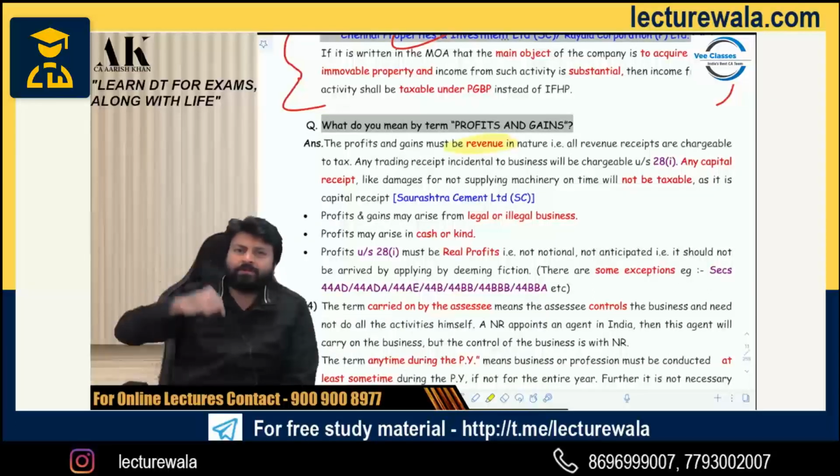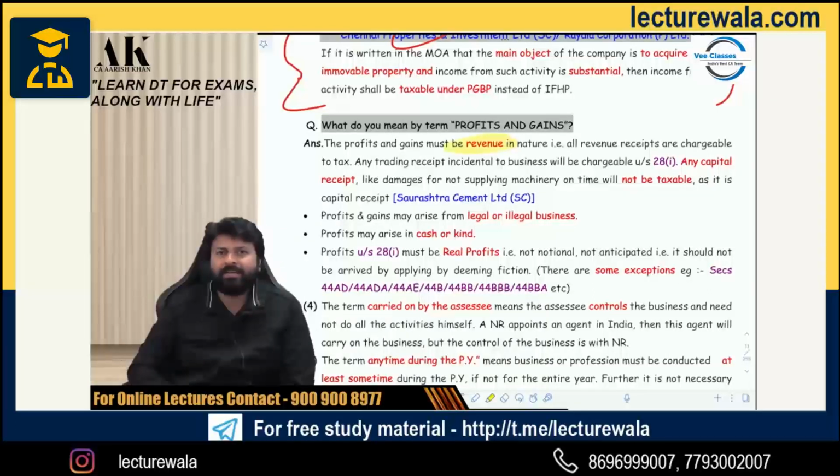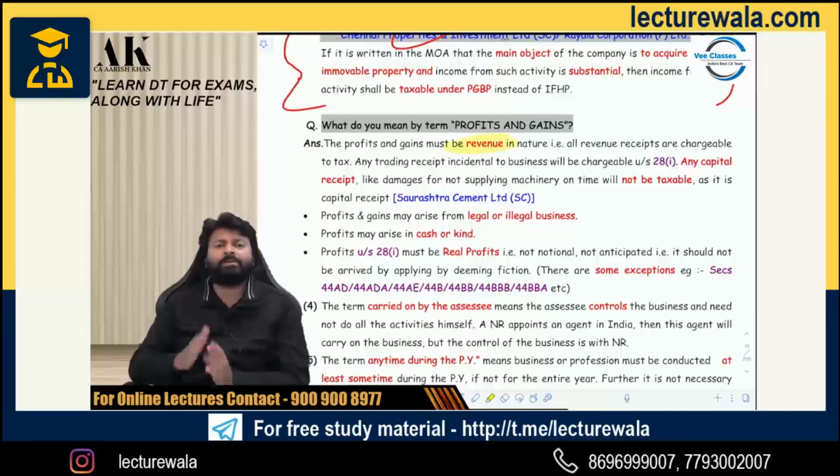Suppose the supplier was supposed to supply me some machinery and he did not supply the machinery to me on time. So he has to pay some compensation to me. Will that be taxable? It will not be taxable because it's a one-time receipt. It's not a revenue receipt. It's a capital receipt. And capital receipts are not chargeable in 28.1 at least. It cannot be charged in 28.1. What is covered is only revenue profits.